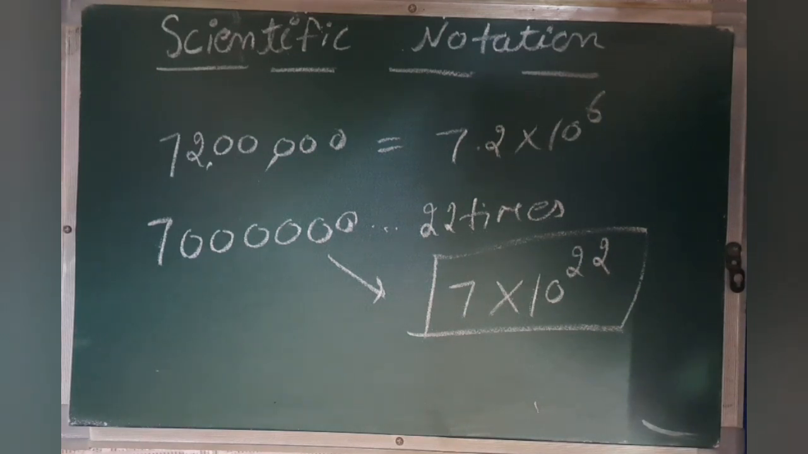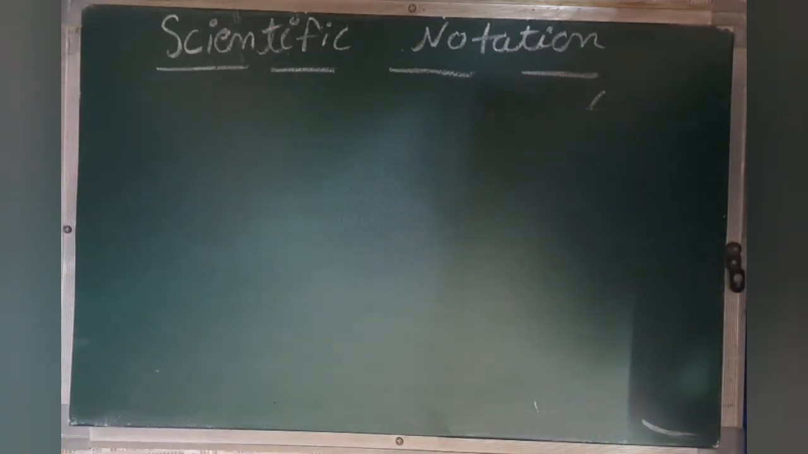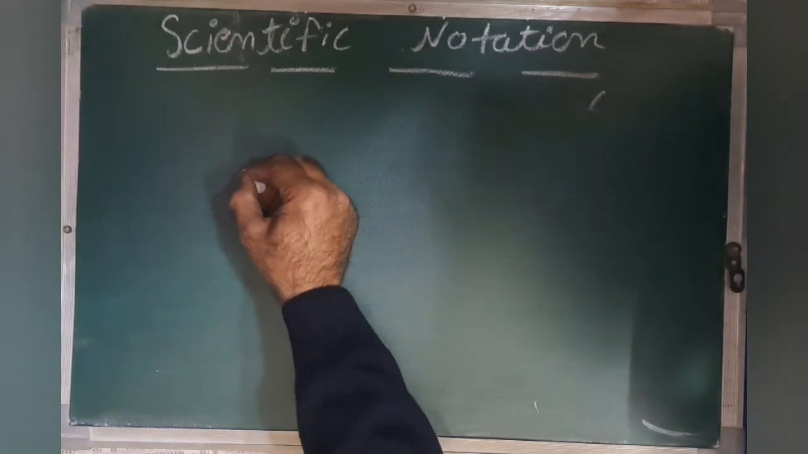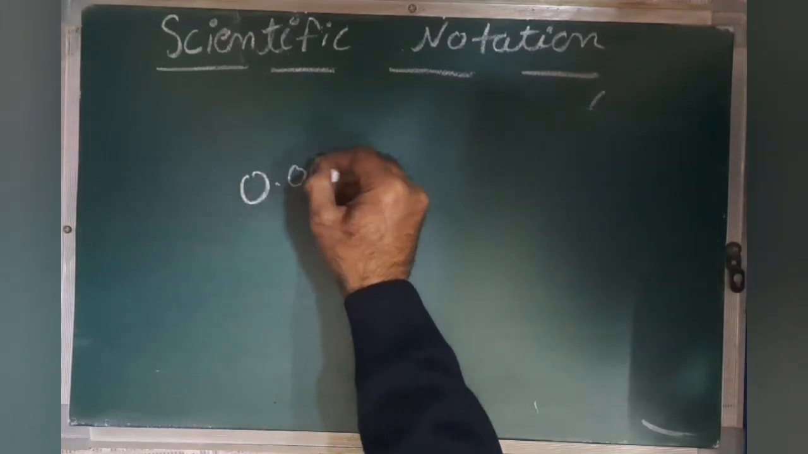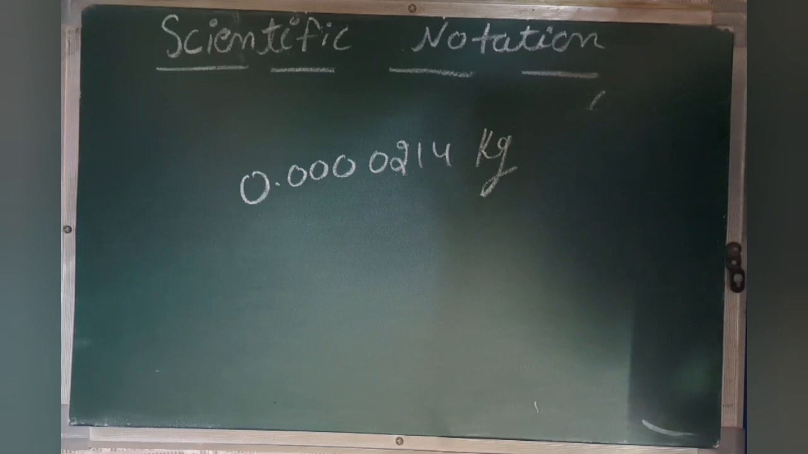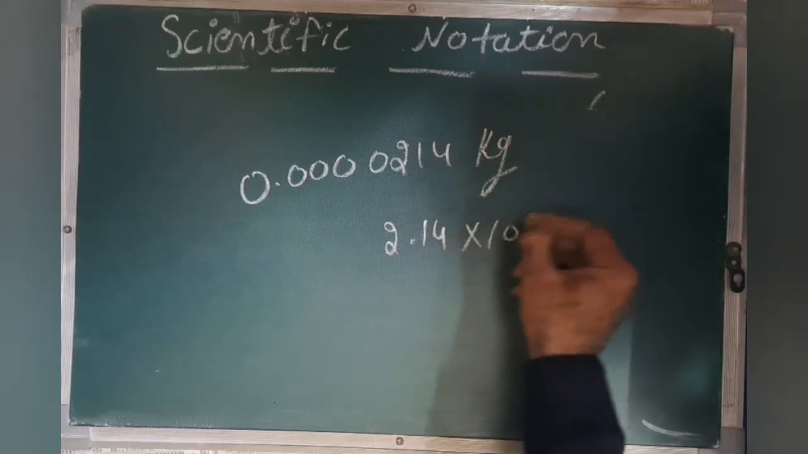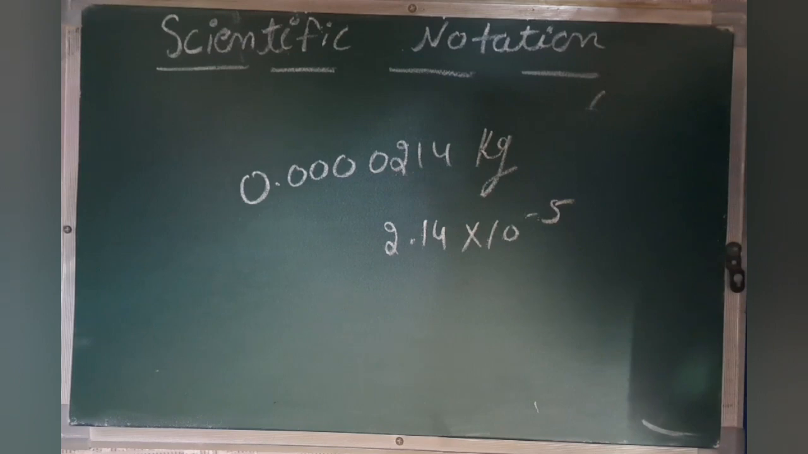So scientists introduced this notation to write very big or very small numbers in the easiest way. One more example: the weight of a bacteria, let's suppose, is 0.0000214 kilogram. How can we write this in the easiest way? We can write 2.14 multiply 10 power minus 5. This is the scientific notation, or we can say this is the standard form.